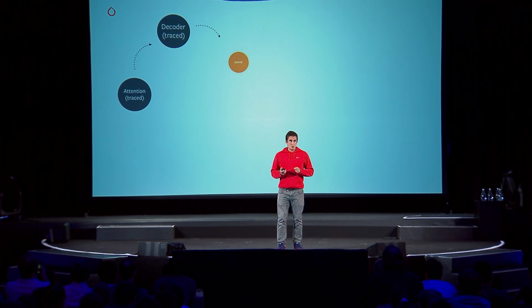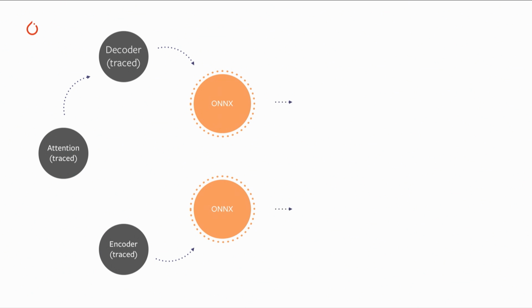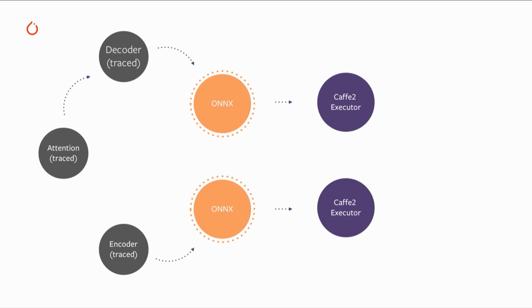We use neural machine translation. This means that we use these famous sequence-to-sequence with attention models. So it has an encoder and a decoder with attention, and it doesn't really matter whether this is a recurrent network or a transformer network. So the way we do this is we trace the computation for the decoder and the attention, and we obtain a first ONNX representation. We do the same thing for the encoder. Once we have these ONNX representations, we transform them into Caffe2 graphs that we can execute with our Caffe2 executor.